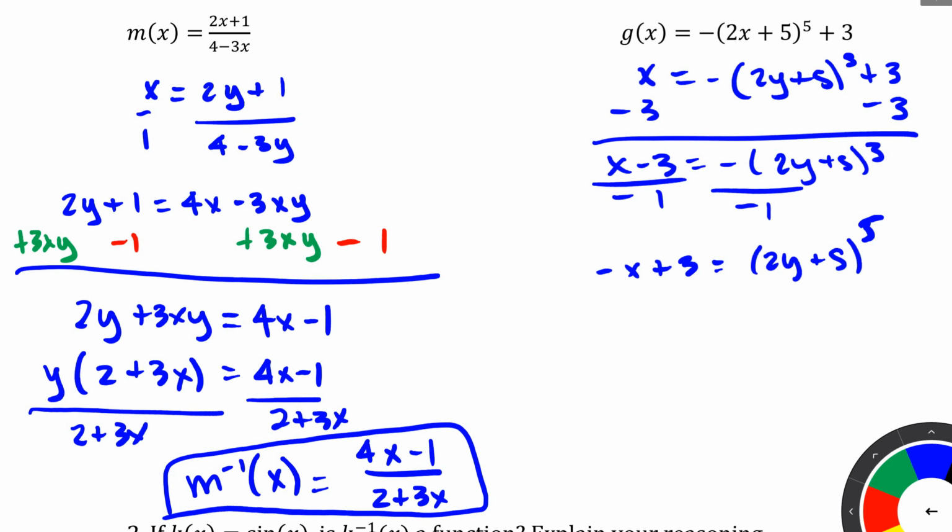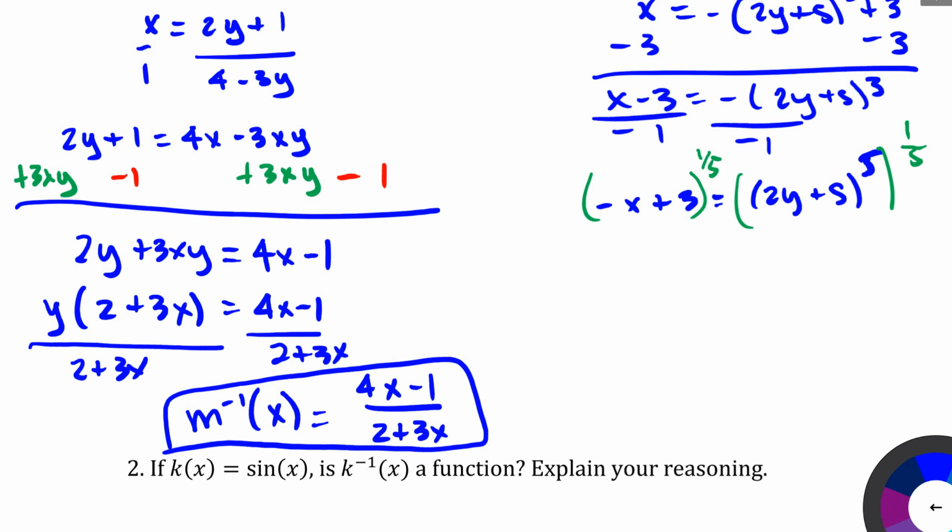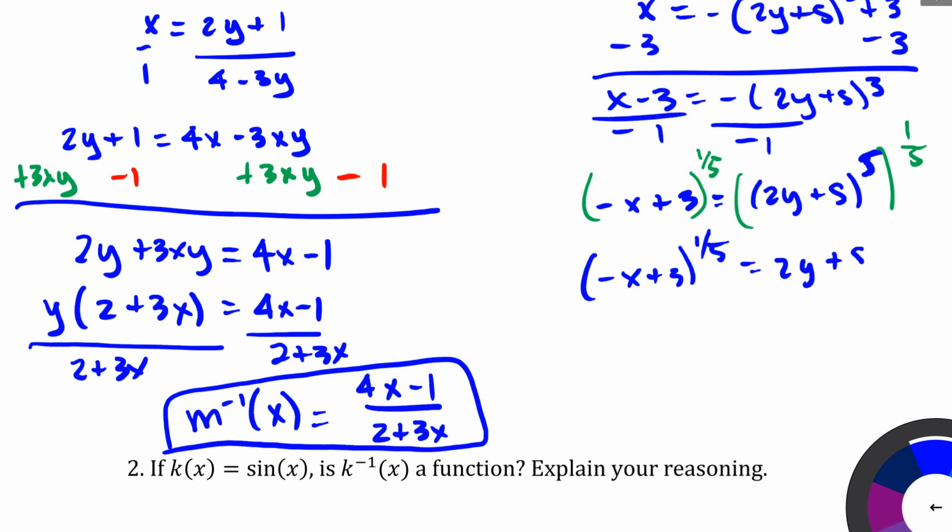Now, to solve this, we want to get rid of that exponent of 5. So I could take the 5th root of both sides, or I can raise both sides of this equation to the 1/5. That's how I'm going to do it for this one, just because I did radicals before. Again, you could do it either way, it doesn't matter. So if you do that, you're going to wind up having -x plus 3 to the 1/5 power equals 2y plus 5.